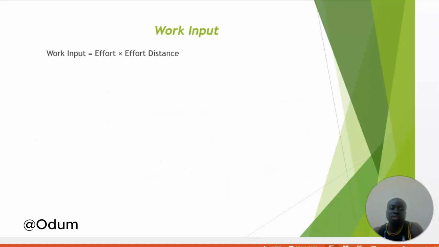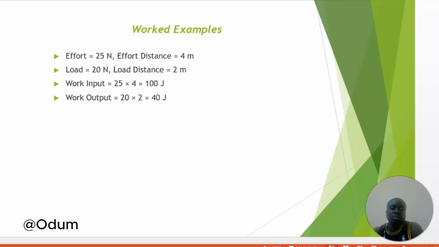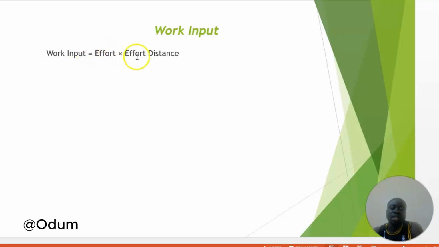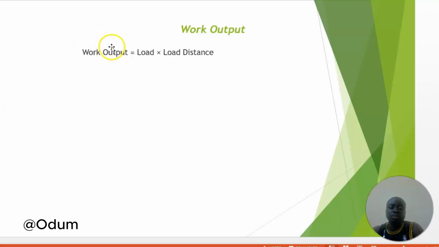Now let's proceed. We are done with work done, so we are going to work input. Work input is equal to our effort times effort distance. So keep this formula. When you are inputting a force, you are going to put in some effort to move some kind of load through a particular distance. So the effort times the effort distance will give you our work input. And the work output will be our load times our load distance.